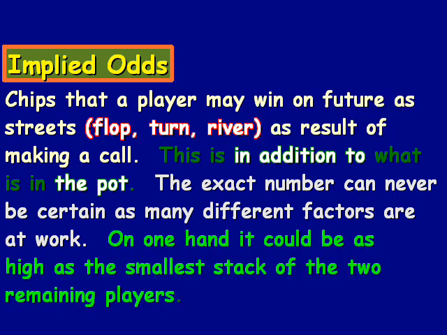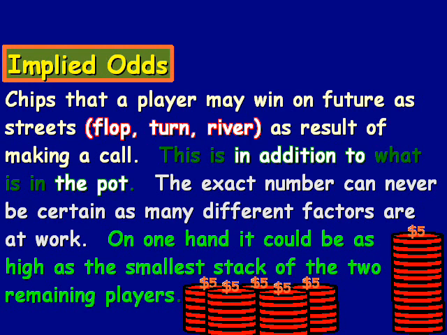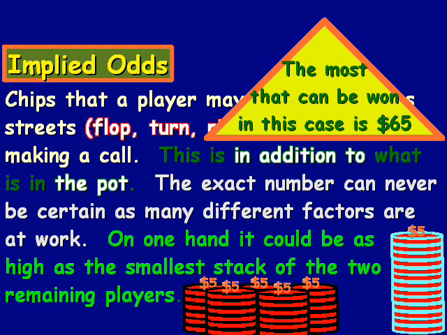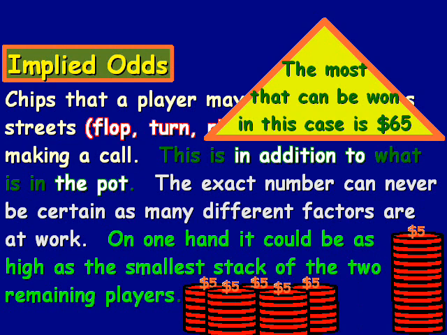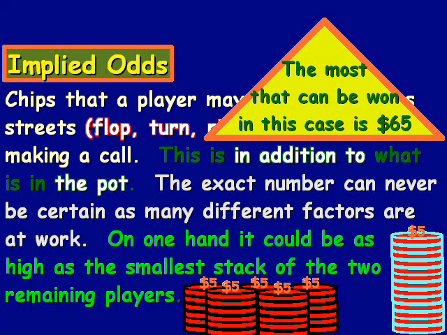So on one end of the spectrum, the implied odds could be as high as the smallest of the stacks of the two remaining players. So, okay, we have the stack right here of 150, and that's for player A. And on the other side, we have a stack of 65, and that's for player B. Now, the most that can be won by either player in this case is 65, which is the smallest stack of the two remaining players here.